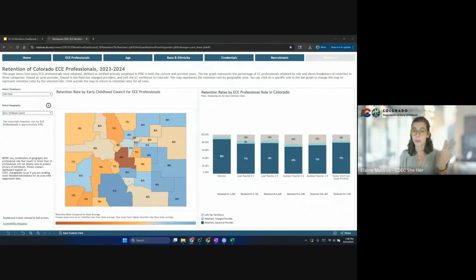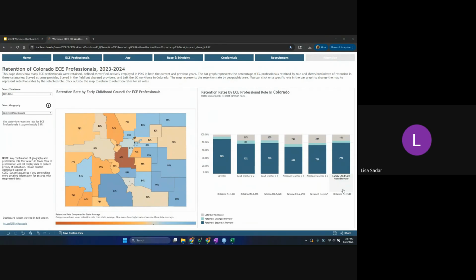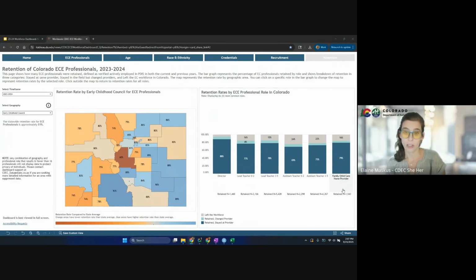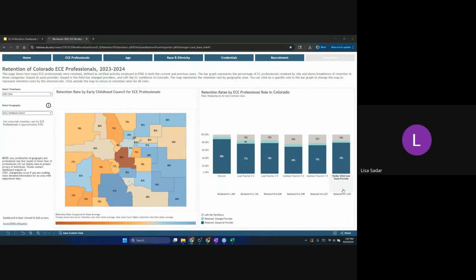For this dashboard, we don't have any program level data included, with the exception of if someone is a family child care home provider. That's really the only program level breakdown that we have. So I think that's a great question. It is something that is a little more complicated. Yeah, exactly. All right, thank you. Of course.